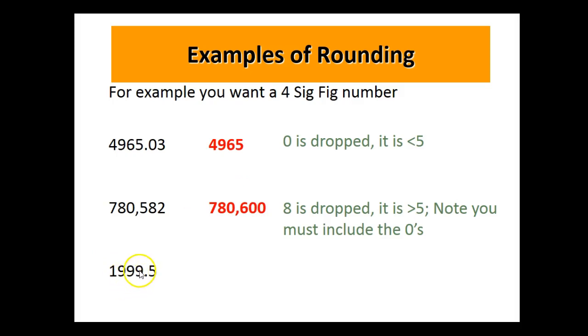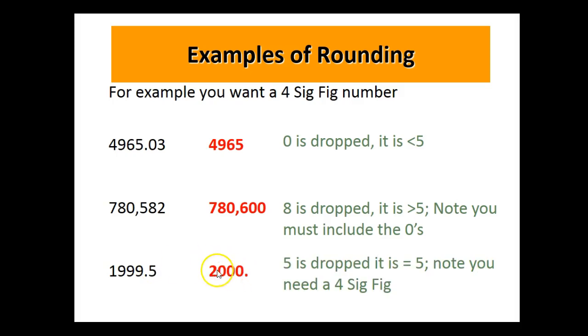This one, the 4th significant figure is right here. This is 5 or above, so we're going to round up. So this changes the whole thing to 2,000. We need to put the decimal here in order to have 4 significant figures. Remember, in this one, this isn't 6 significant figures, it's 4, because these last 2 zeros don't count because it's an implied decimal.